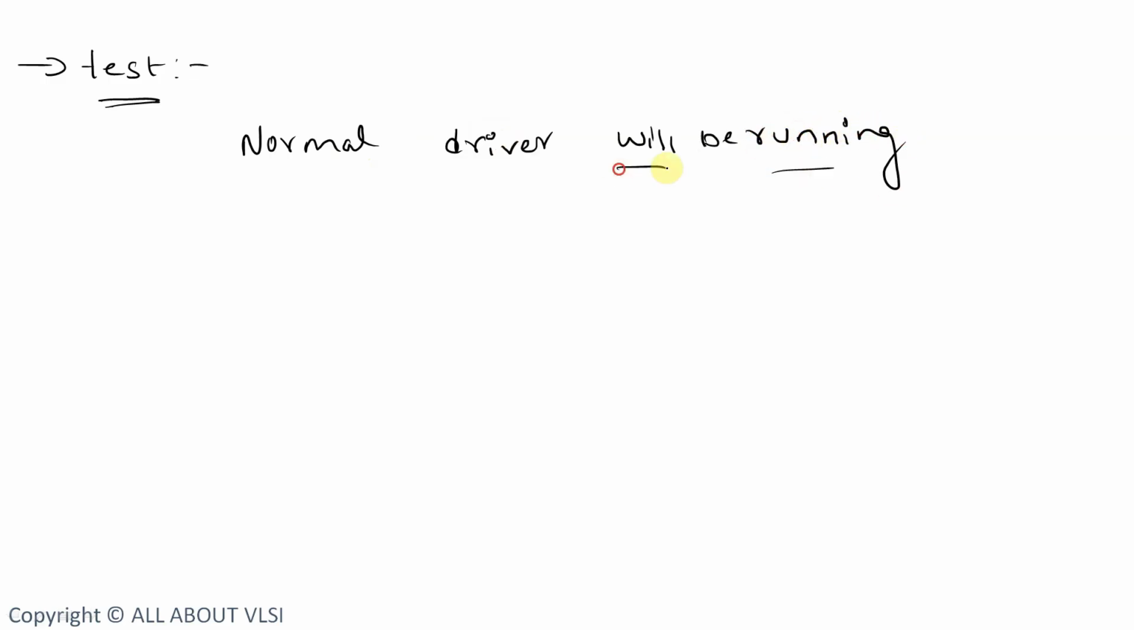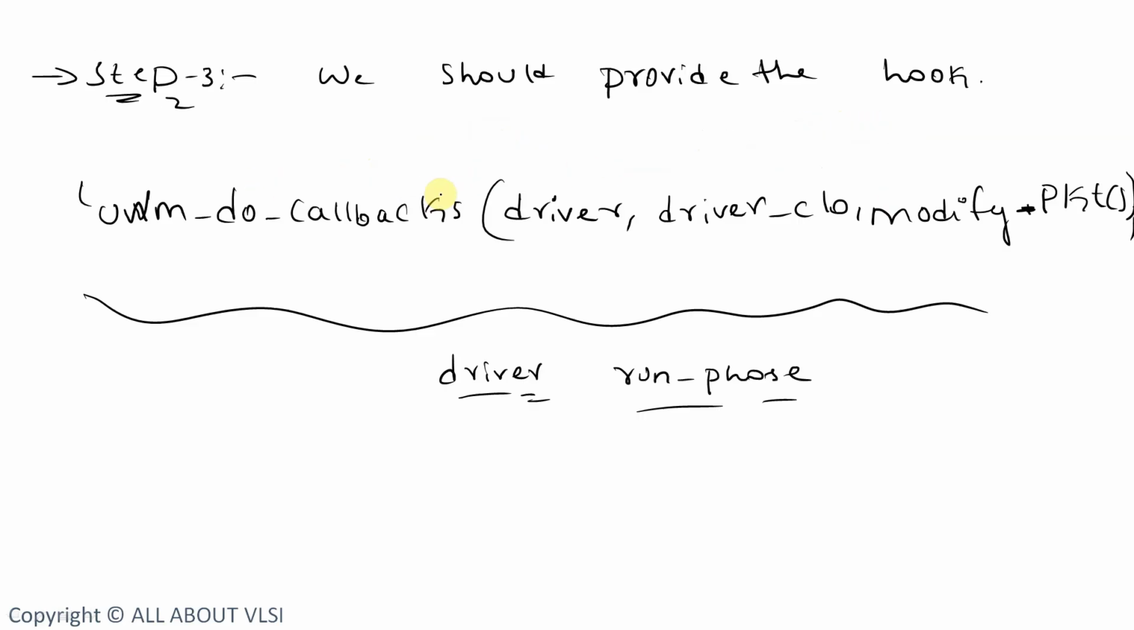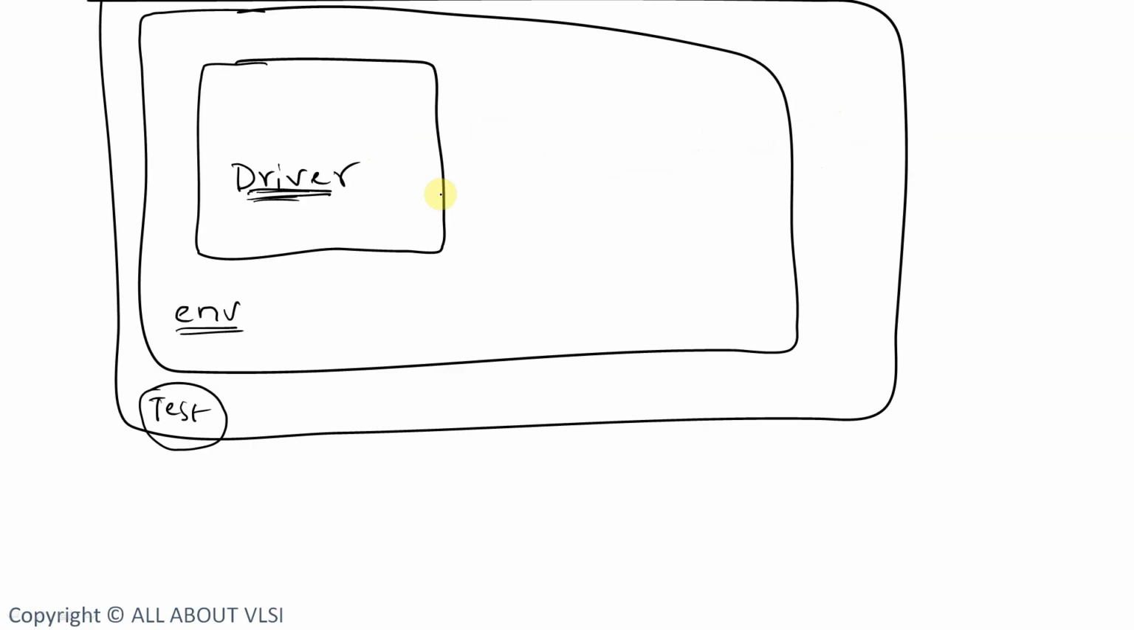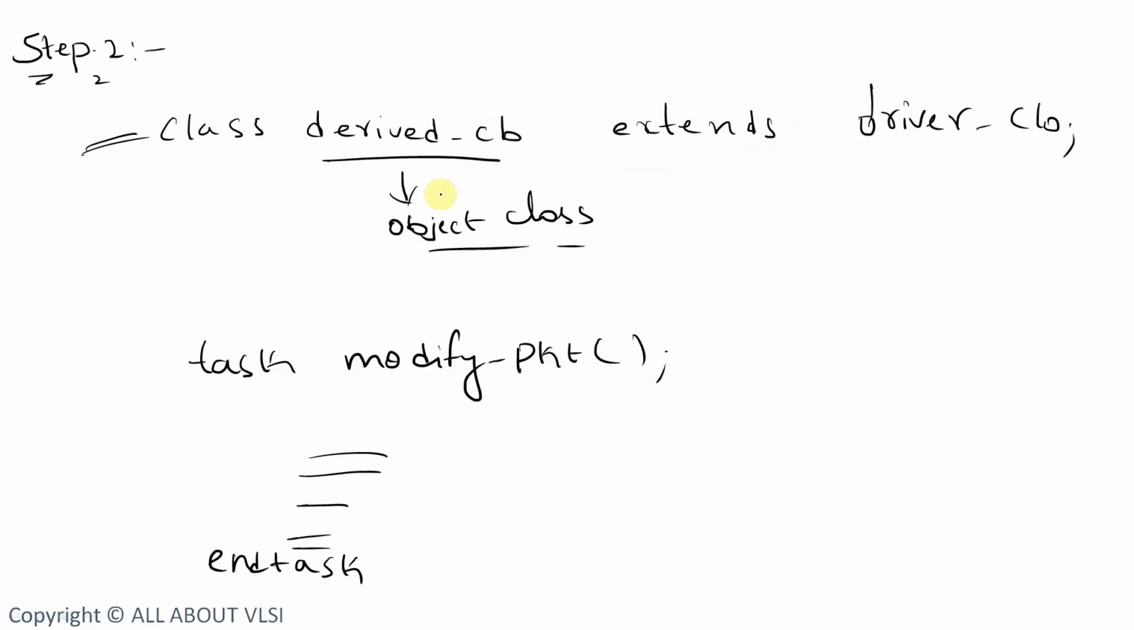Now inside the test class, I can normally run this driver. How to run this driver? First of all, create the instance of the environment and call the run method. Everything will be running, and your normal driver code will be running initially. Now, let's say I want to add some more functionality, or inject an error, or some other functionality.